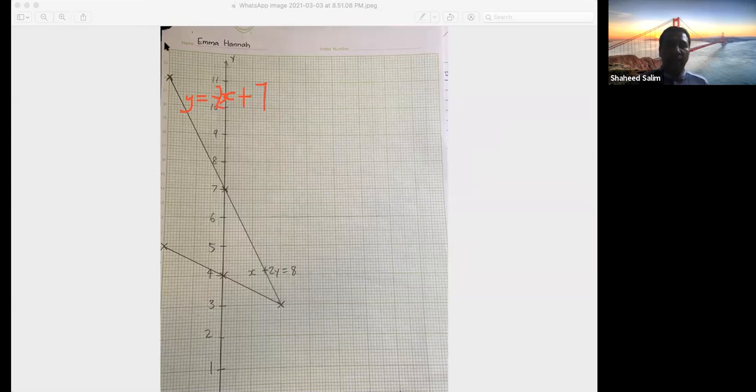So let us see, Emma. We mark this now. Does it cut the y-axis at 7? Yes, it does. So correct. Now the next one, minus 2x. What does it mean? Minus 2x means for every one horizontal, you go up by 2. For every one, you go up by 2.